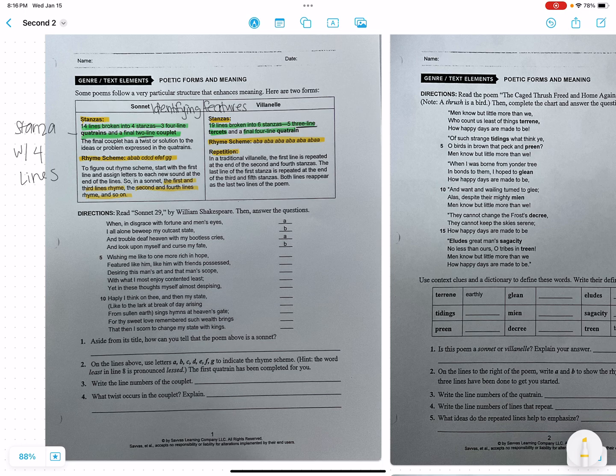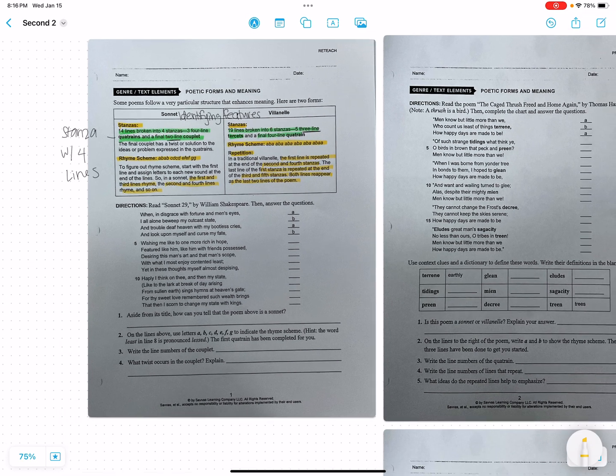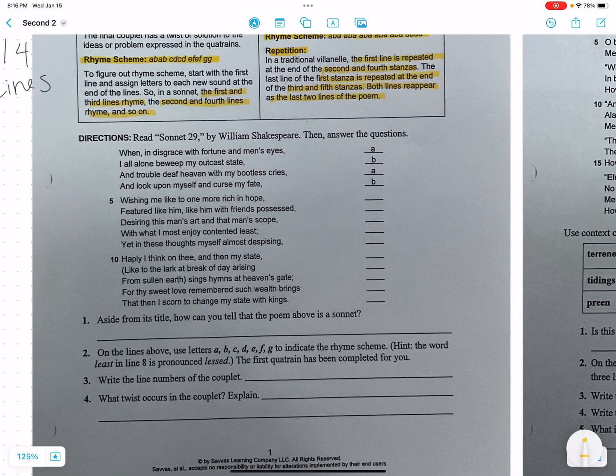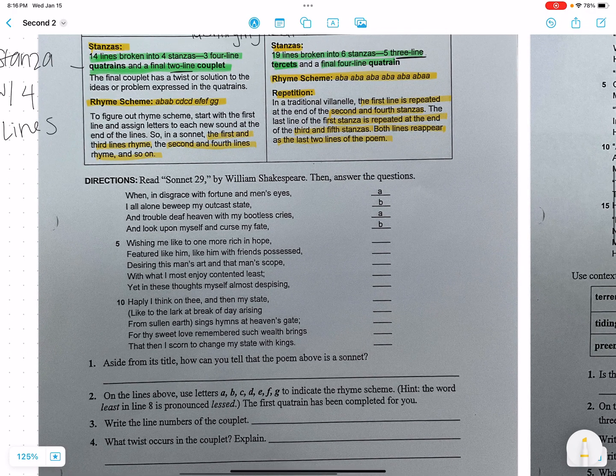Repetition. Things that repeat. In a traditional villanelle, the first line is repeated at the end of the second and fourth stanzas. The last line of the first stanza is repeated at the end of the third and the fifth stanza. Both lines reappear as the last 2 lines of the poem. Okay, so we're going to see some repetition on the back. So, remember what it says up here with the stanzas.